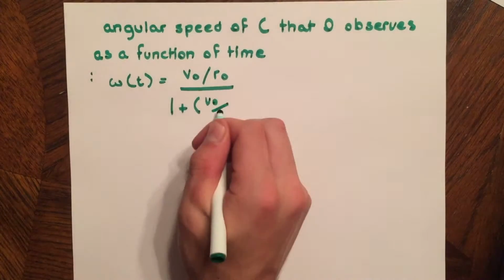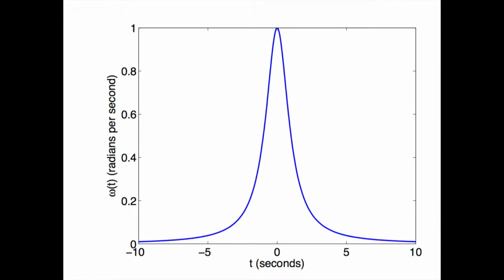A graphical representation of this function shows that the visual angular speed of C moving at a constant linear speed is not constant. It is higher the closer C is to O, and it goes over a sharp maximum at t equals 0.